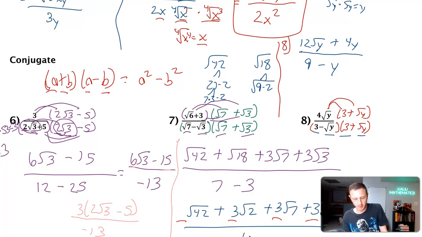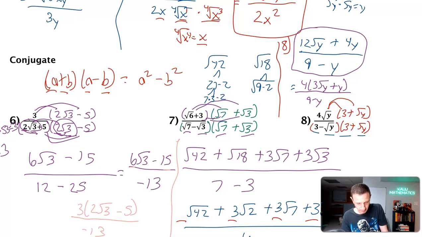And same thing as I said before, you could factor out a 4 here if you wanted to. So 4 times 3 square root of y plus y, over 9 minus y. It doesn't simplify at all, and that 4 doesn't have anything to cancel out with. But either of these two answers would probably be okay.